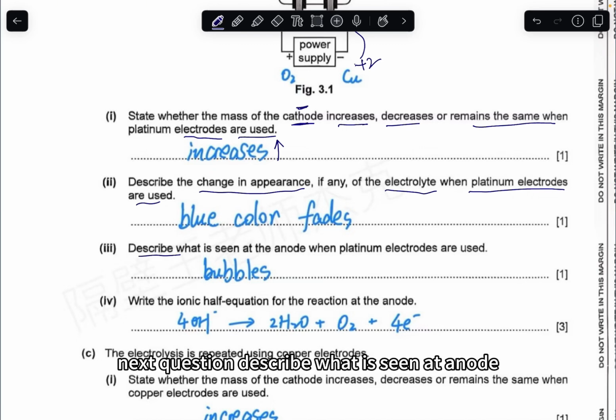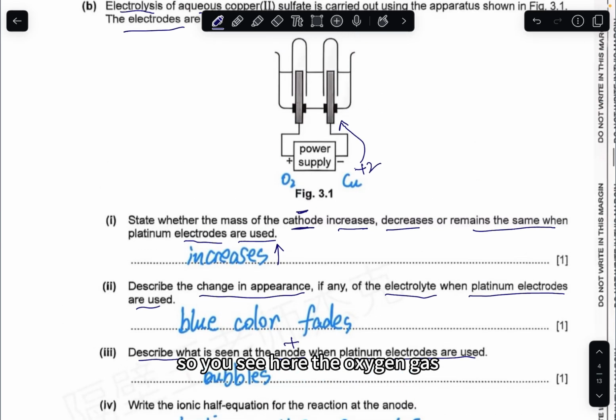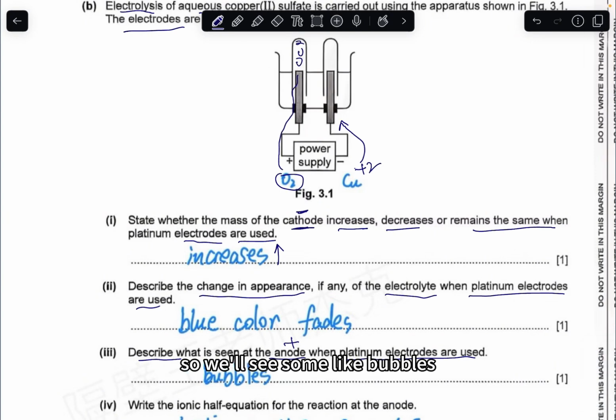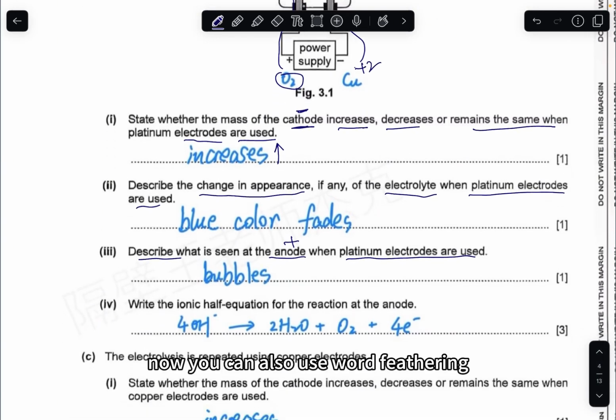Next question, describe what is seen at the anode when platinum electrodes are used. The anode is our positive terminal. So you see here the oxygen gas. At the anode, as oxygen moves up, we'll see bubbles. You can also use the word fizzing.